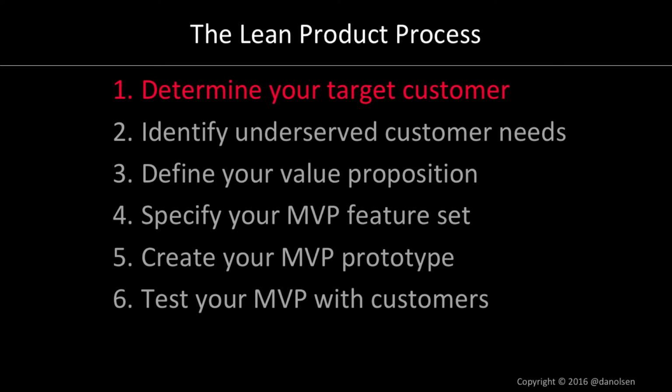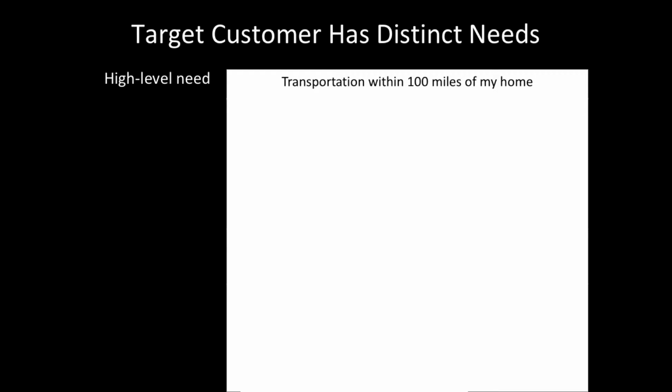But let me show an example of why it's so important. And we're going to be talking a lot about customer needs and customer benefits in my talk. But let's talk about a need that probably most people have, which is transportation. We need to get around, say, within 100 miles of our home to go to work, to go to school, to go to the store, whatever it is. So there's a lot of us that share that high-level need. But if we just stop at that level, it's really not getting specific enough.